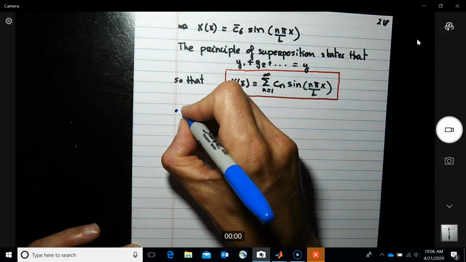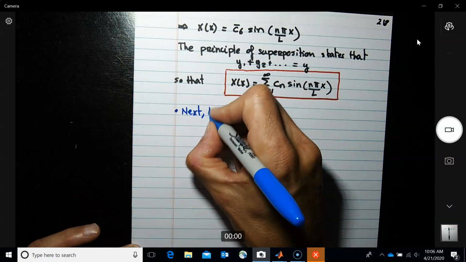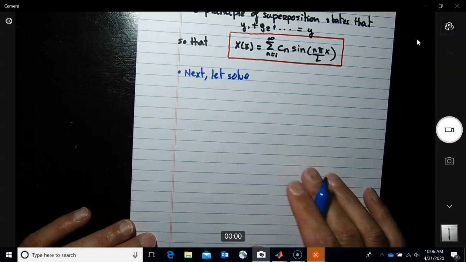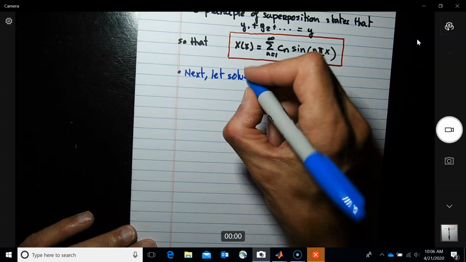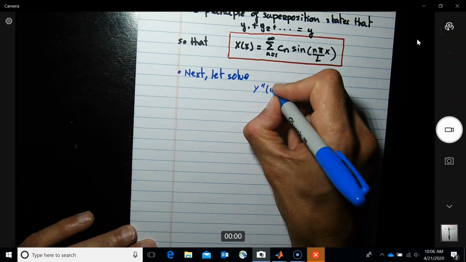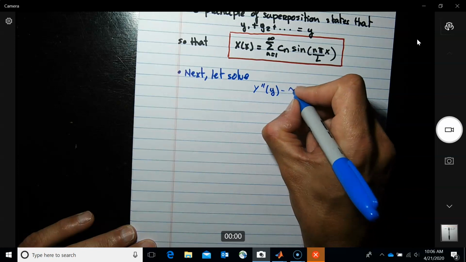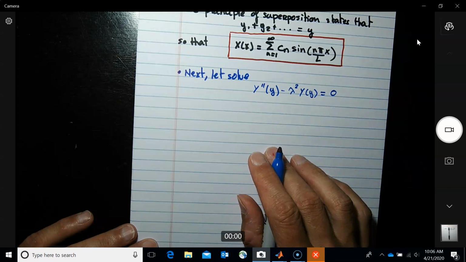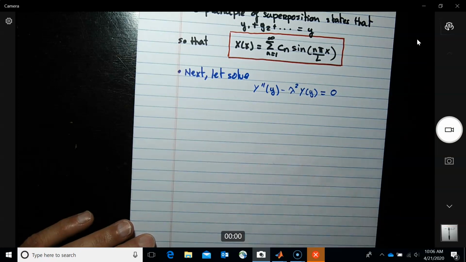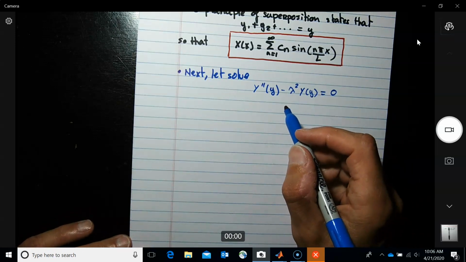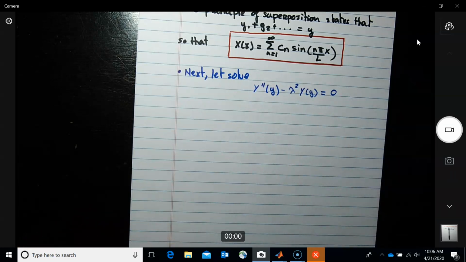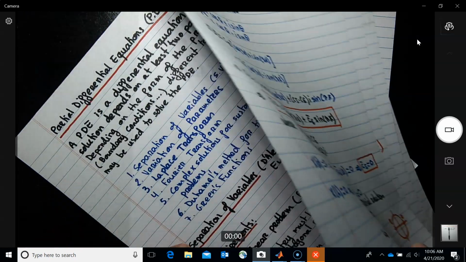So next, let's solve this equation that we have here, Y double prime minus lambda squared Y equal to 0, that had the boundary conditions. I think it was at the bottom. I don't know if we did it before or if I needed to redo it here. Let's go back.